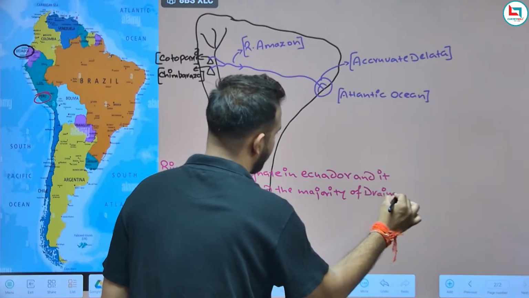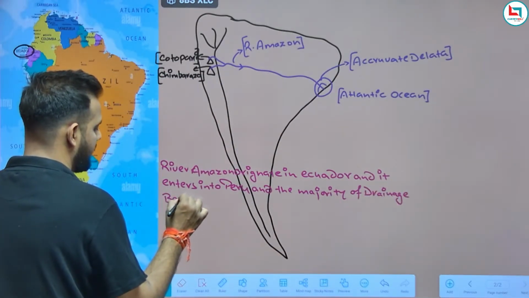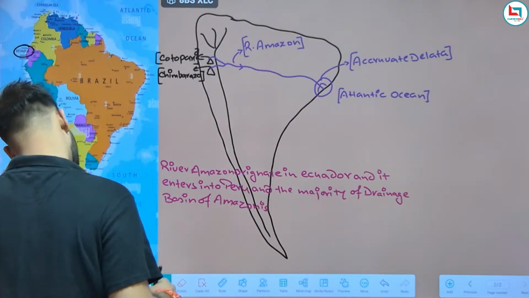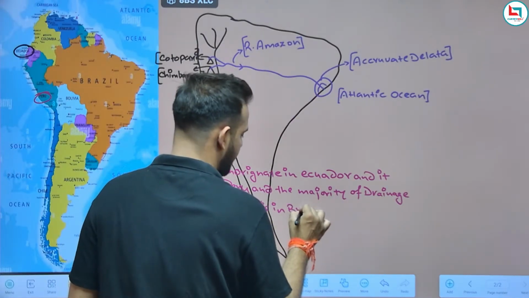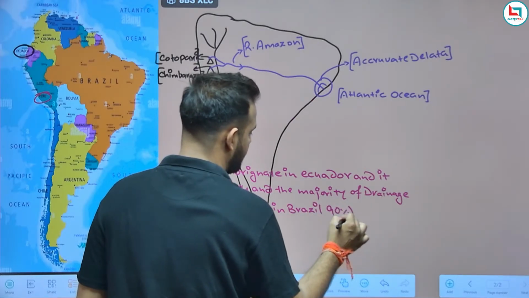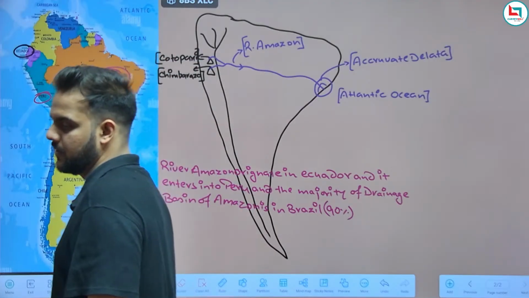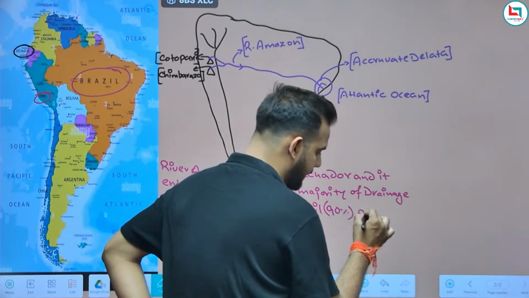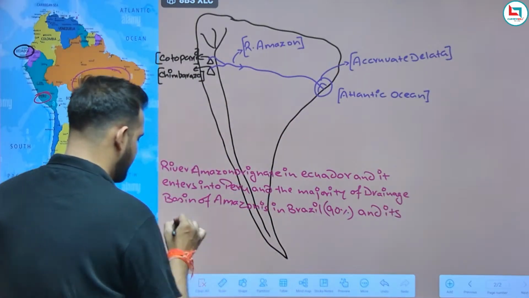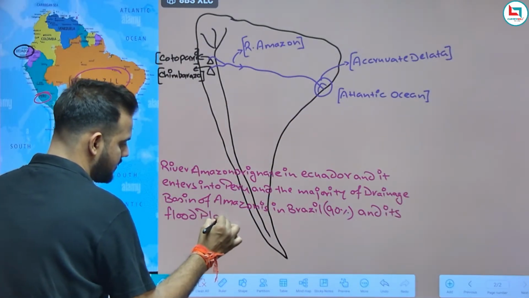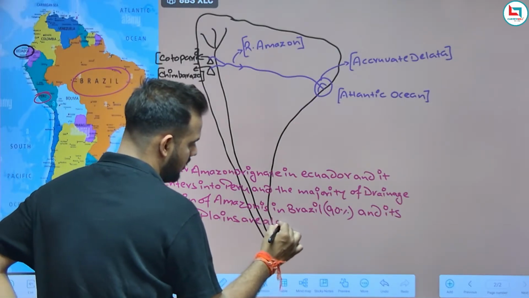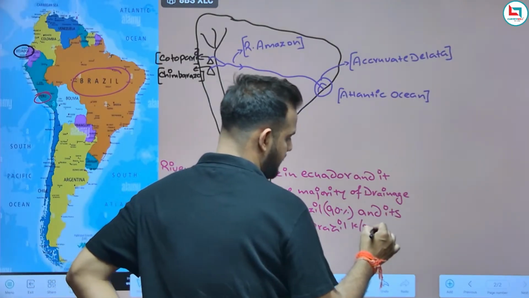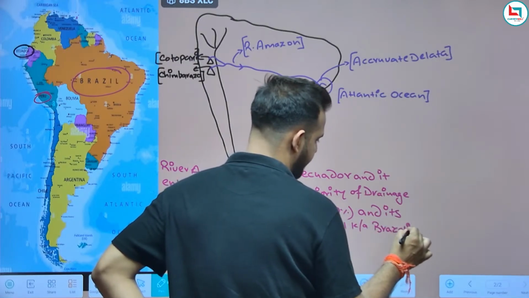Almost 90% of the Amazon drainage basin is in Brazil. Here we have Brazil. Remember guys, this river's floodplains are also formed in Brazil, known as the Brazilian plains.